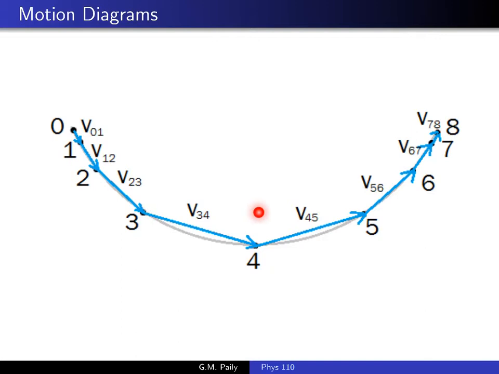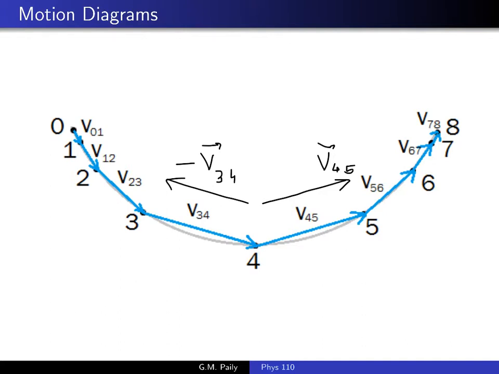v34 points to the right and down. v45 points to the right and up. Thus, to change v34 to v45, we need a vector pointing up. We can illustrate this in a bit more detail. Remember, we are trying to find the difference between two consecutive velocity vectors. That is, we are trying to do v45 minus v34.